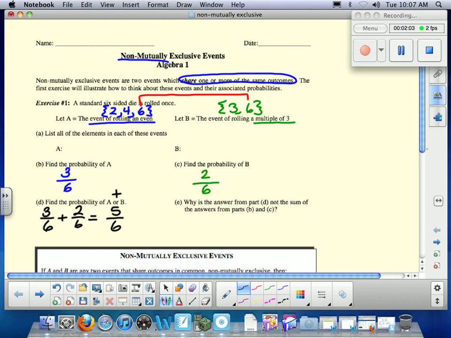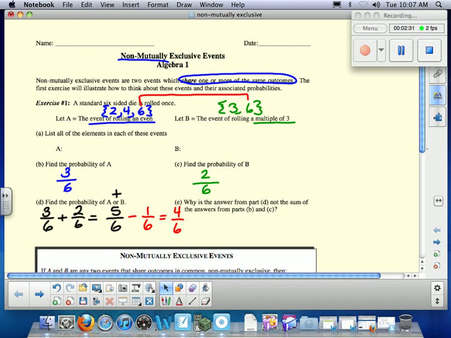But what happens when we have an even or a multiple of 3? We have that 6, that's the double dipper. Okay? That 6 is our repeater. So really our answer is 4 out of 6, because you can't count that 6 two times.